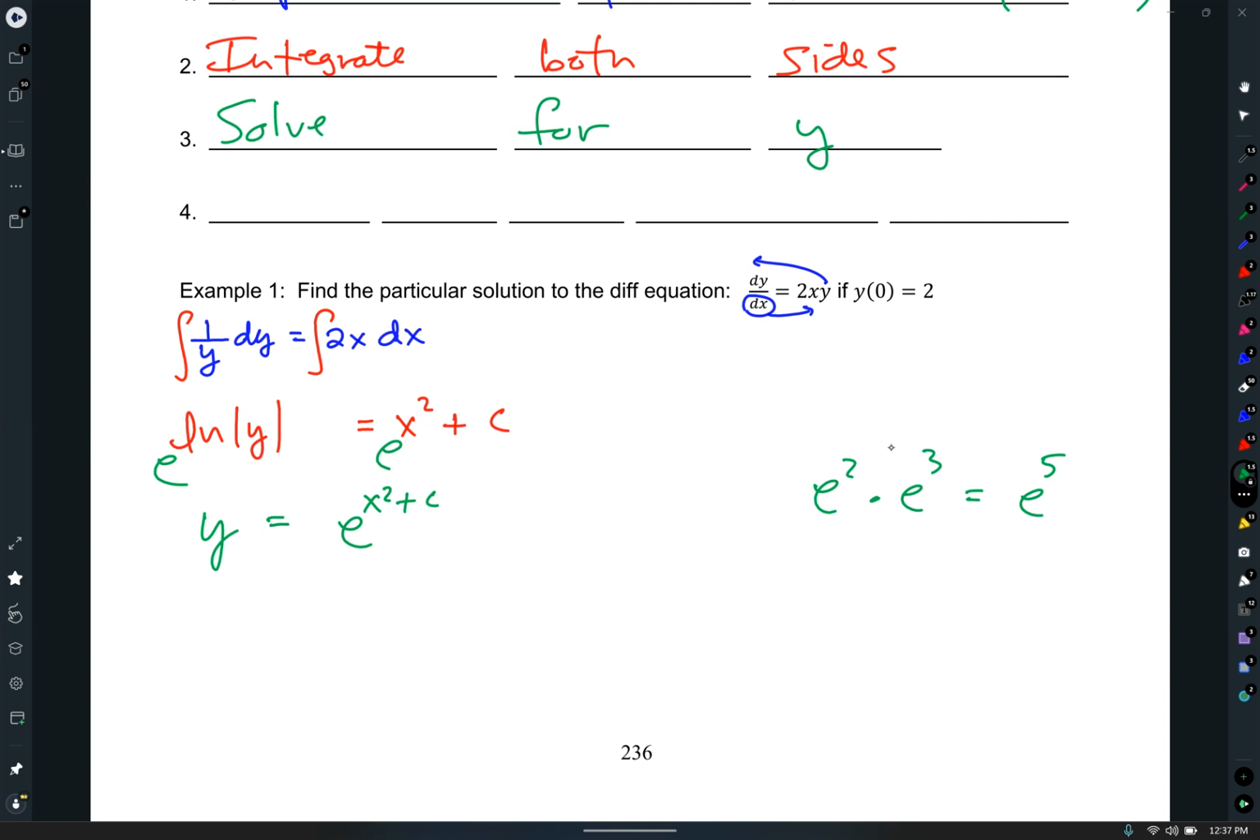What if for some reason I have e to the fifth, and I don't know why, but what if it's easier for me if I think of it as e squared times e cubed? So it's okay to break it apart, right? Right? Okay, so think about this.